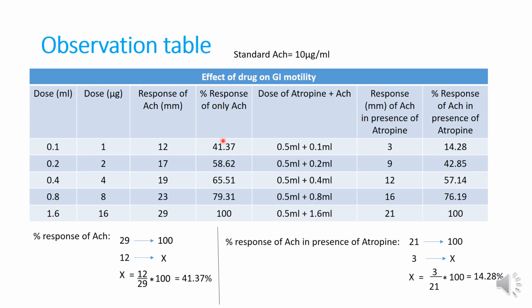You can clearly see here that initially the acetylcholine response alone is 12 mm, but when we give acetylcholine in the presence of atropine, the response is reduced to 3, because atropine inhibits the release of acetylcholine. As we are all aware, we require acetylcholine for gastrointestinal motility. So if the acetylcholine is not available, ultimately the motility of the GIT is reduced. That's why the response came here as 3.